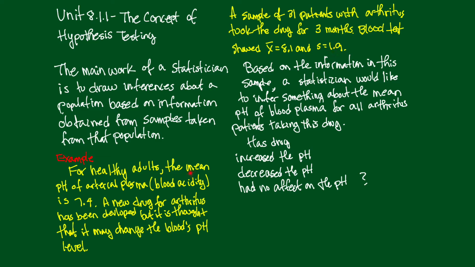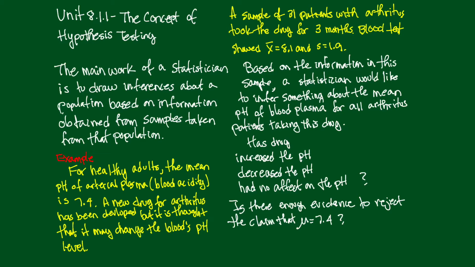Right, so the standard down here on the left is 7.4. That's for the entire population. We take a sample of 31, and now we're at 8.1. So based on information in this sample, a statistician would like to infer something about the mean pH of blood plasma for all arthritis patients taking this drug. So has the drug increased the pH, decreased the pH, or had no effect on the pH?